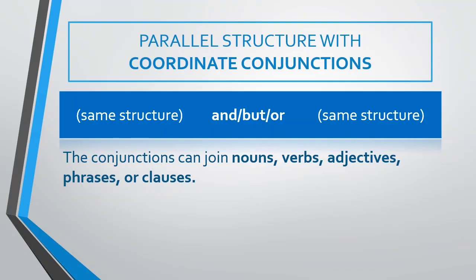Now we are talking about parallel structure with coordinate conjunctions. The coordinate conjunctions such as and, but, or join together equal expressions. It means that what is on one side of the conjunction must be the same structure as what is on the other side. The conjunctions can join nouns, verbs, adjectives, phrases, or clauses.